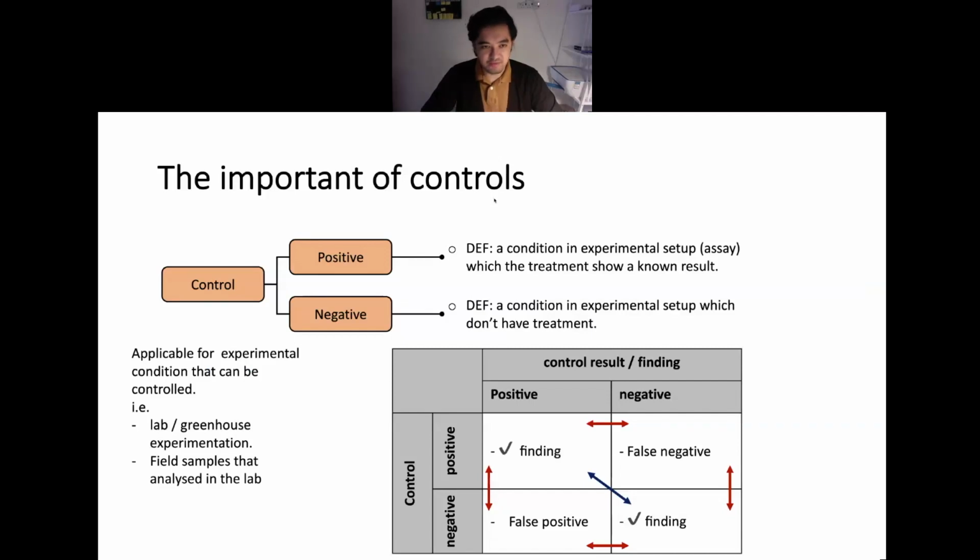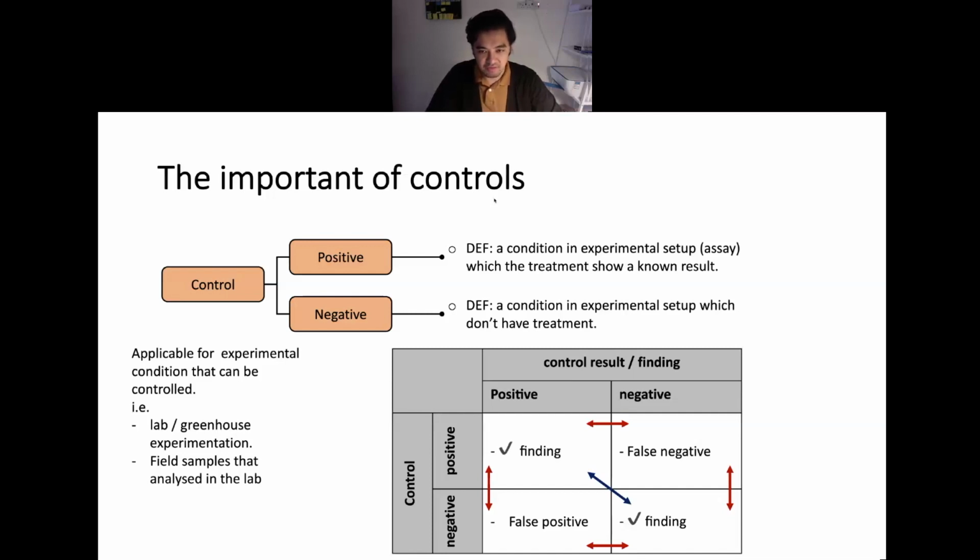So there are 2 types of control: the positive control and the negative control. Usually, by definition, a positive control is a condition in an experiment or assay, for example PCR, that will definitely show a positive result. It has to be something that has already been known before. You have to use that as a positive control.